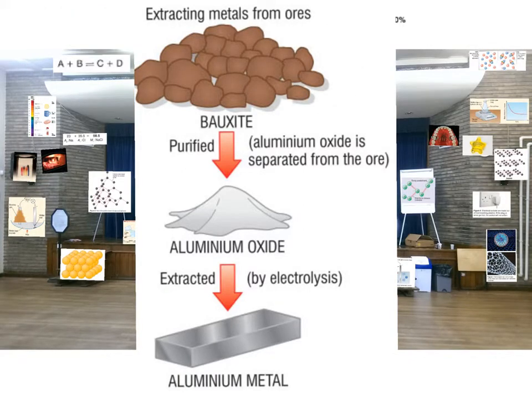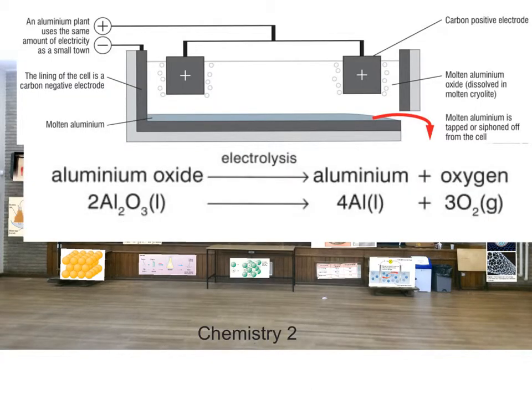Aluminium oxide is electrolyzed in the manufacture of aluminium metal. The aluminium oxide is mixed with molten cryolite to lower its melting point. Aluminium forms at the negative electrode and oxygen at the positive electrode. The positive carbon electrodes are replaced regularly as they gradually burn away.